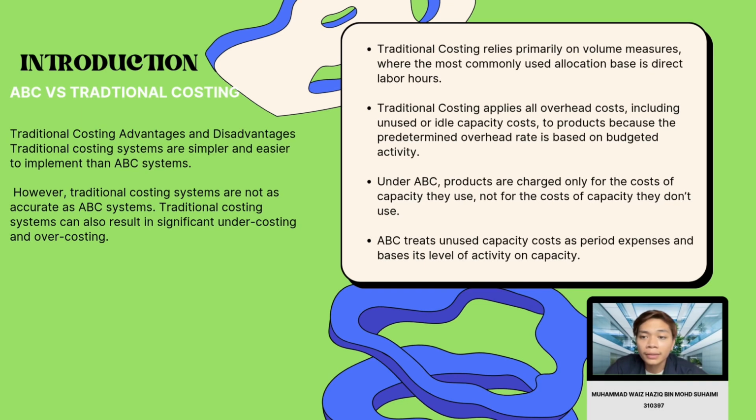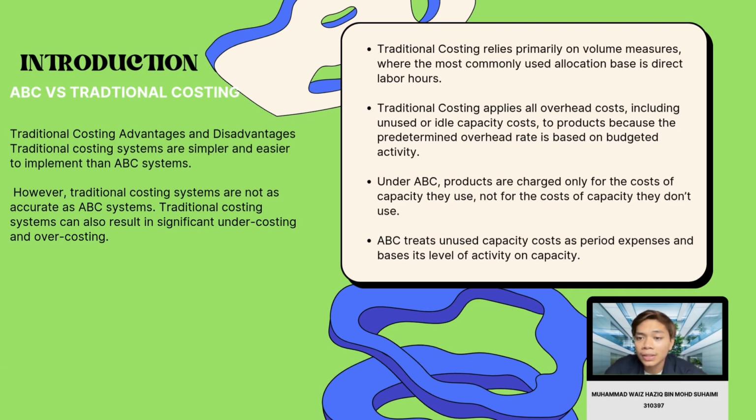So for the fourth slide is ABC versus traditional costing. Traditional costing relies primarily on volume measures, where the most commonly used allocation base is direct labor hours. Traditional costing applies all overhead costs, including unused and idle capacity costs, to products because the predetermined overhead rate is based on budgeted activities. Under ABC, products are charged only for the cost of capacity they use, not for the cost of capacity they don't use. ABC treats unused capacity costs as period expenses and bases its level of activity on capacity.